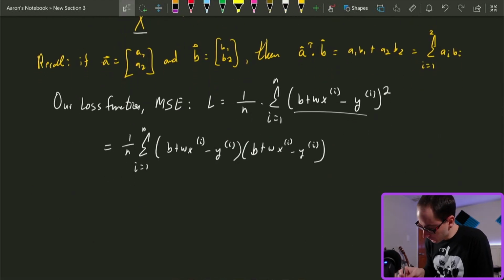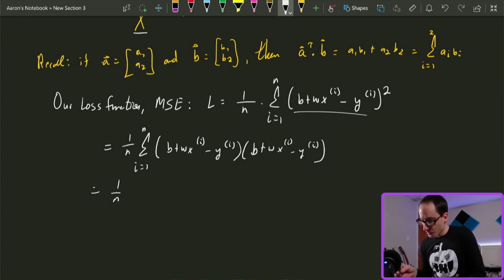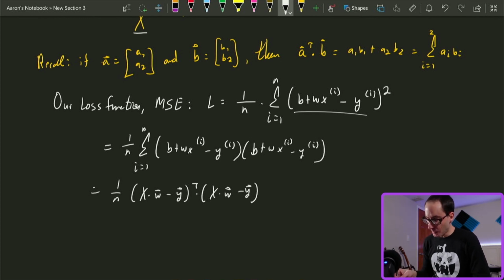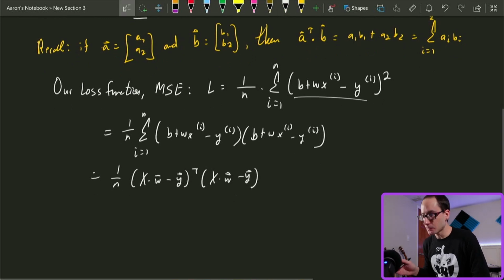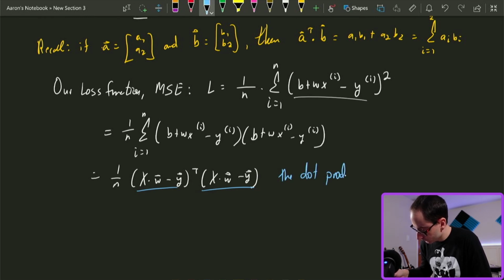So this is equal to 1 over n, and this summation here is just going to end up being (x dot w minus y) transpose times (x dot w minus y), right? So this dot product between these two vectors, these two items right here are just vectors. The dot product replaces the summation.